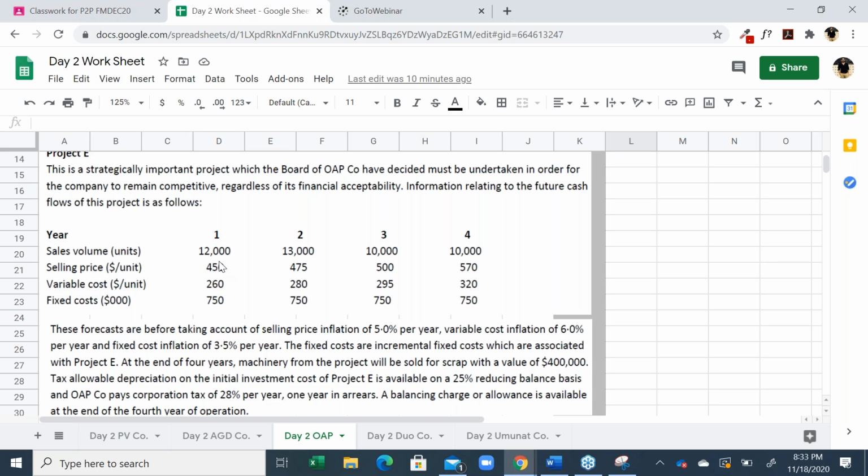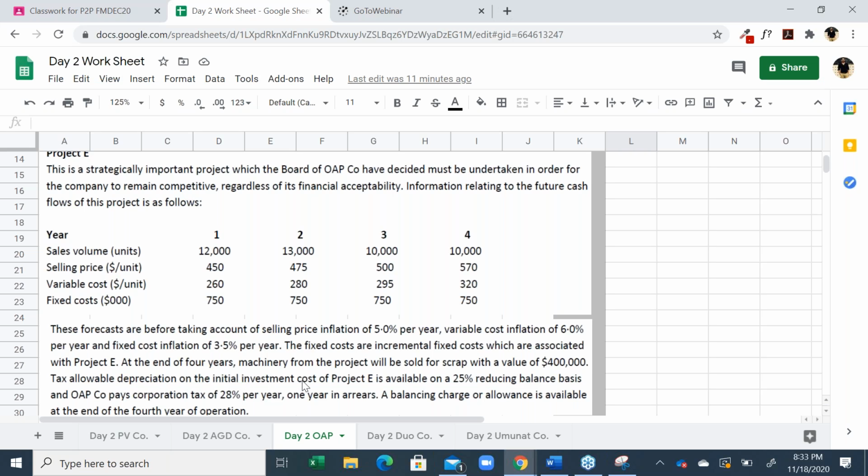Sales volume, selling price, variable cost, fixed costs. These forecasts are before taking account of selling price inflation of 5%, variable cost inflation of 6%, and fixed cost inflation of 3.5%. The fixed costs are incremental fixed costs which are associated with project E. At the end of 4 years, machinery from the project will be sold for a scrap value of $400,000.